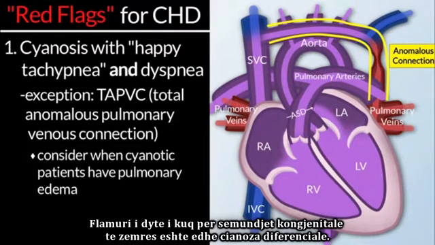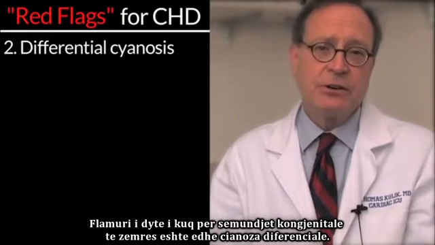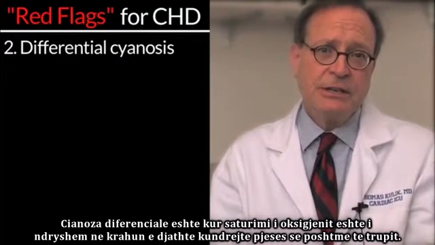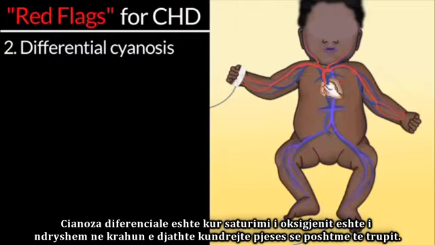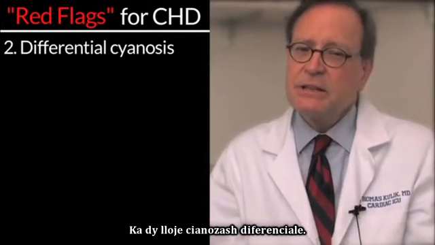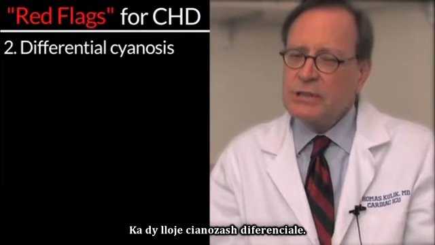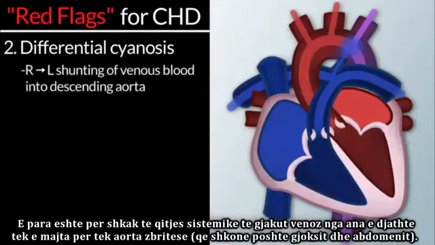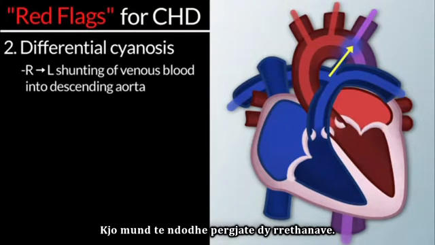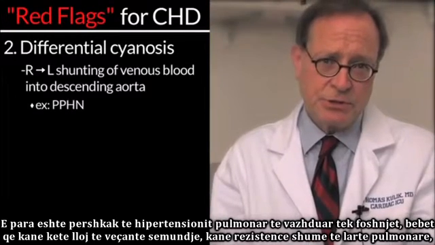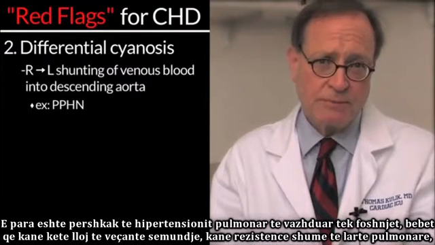The second red flag for congenital heart disease is differential cyanosis. Differential cyanosis is when the oxygen saturations are different in the right arm versus the lower body. And there are basically two types of differential cyanosis. The first is differential cyanosis due to right to left shunting of systemic venous blood into the descending aorta. And this can occur under two circumstances. One is persistent pulmonary hypertension of the newborn.